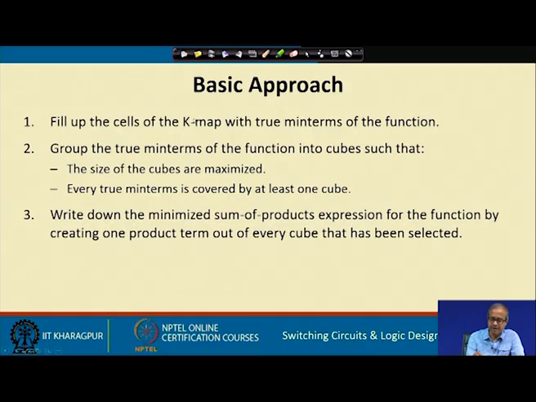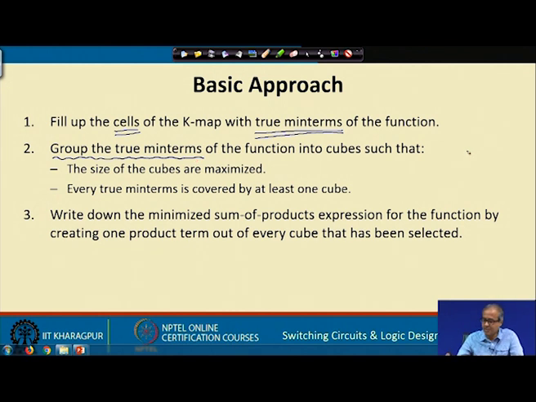Now, let us see what is the basic approach in the Karnaugh map based minimization method. As I said, a Karnaugh map is a 2-dimensional matrix of cells. We try to fill up the cells with the true minterms of the function. I shall be illustrating this with an example. So, each cell corresponds to a minterm. We consider only the true minterms, which are the minterms that are 1 for the function. So, we mark those true minterms, and then we try to group them based on their neighborhood.